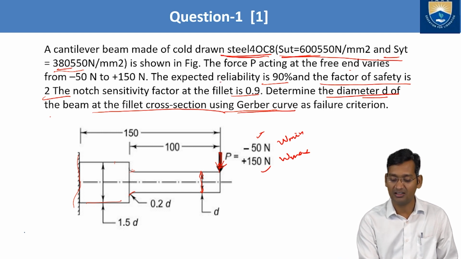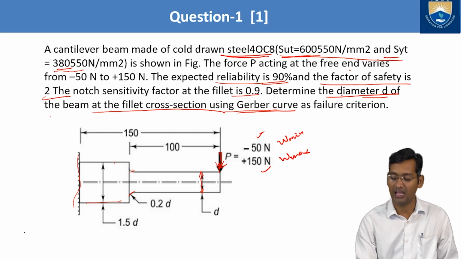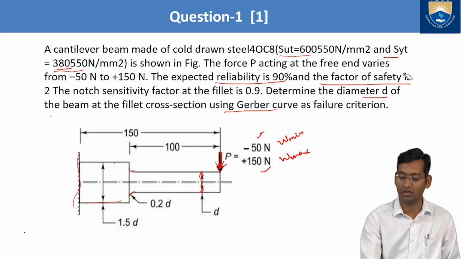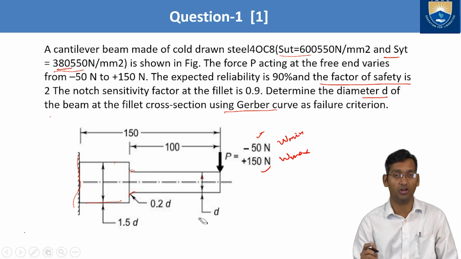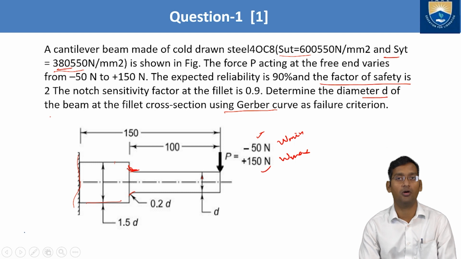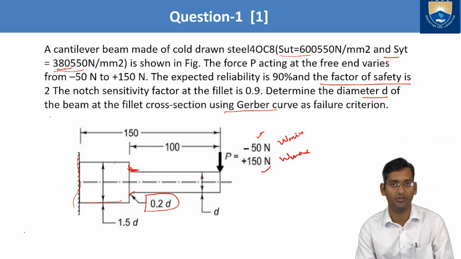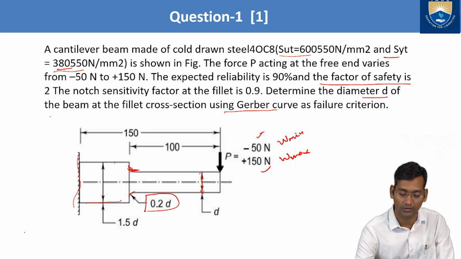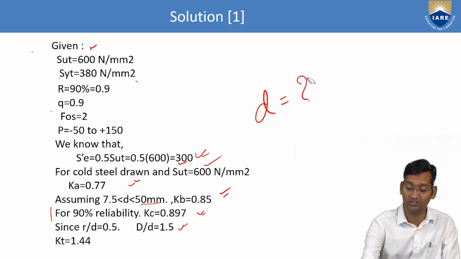The expected reliability is given, R is 0.9. Determine the diameter D. That D we have to determine, and the fillet cross section using Garber's curve. That Garber's curve equation we have to find, because it's not linear here because of this notch. It's a curve type, given as 0.2 D. We have to find this diameter, from here to here. So let's see, something is required here.